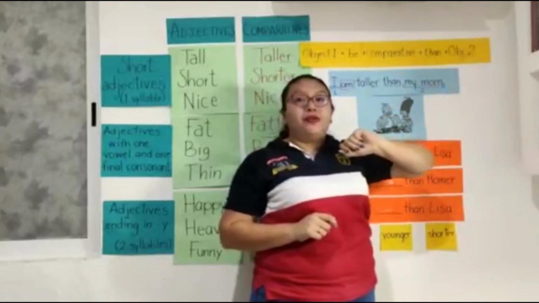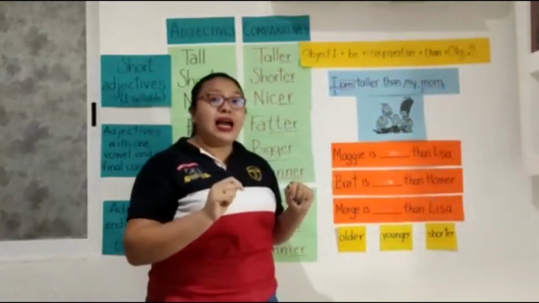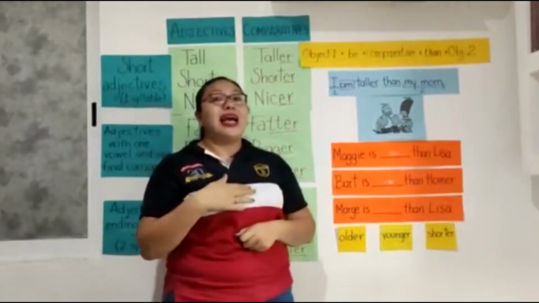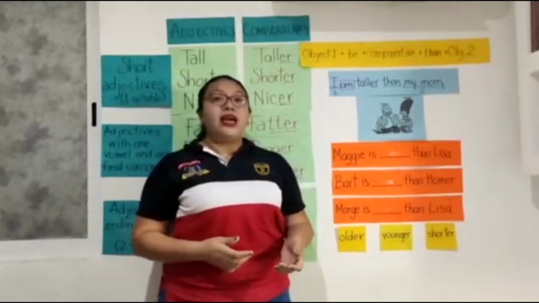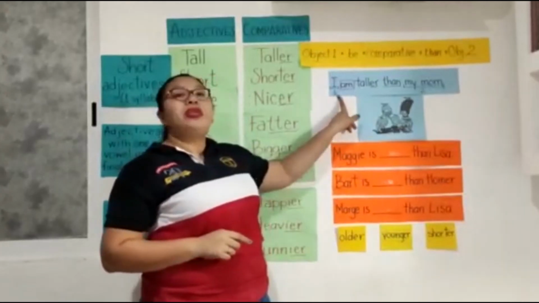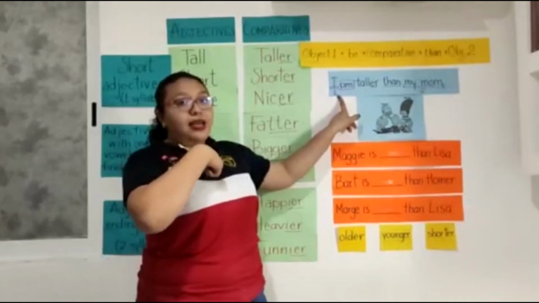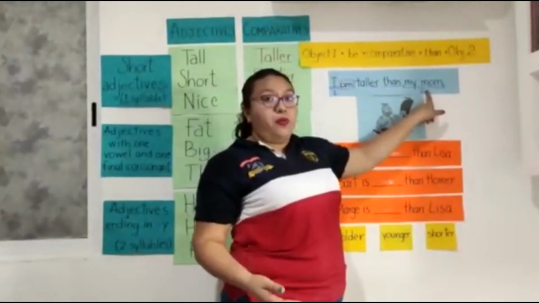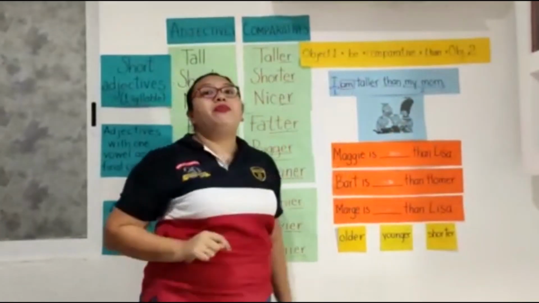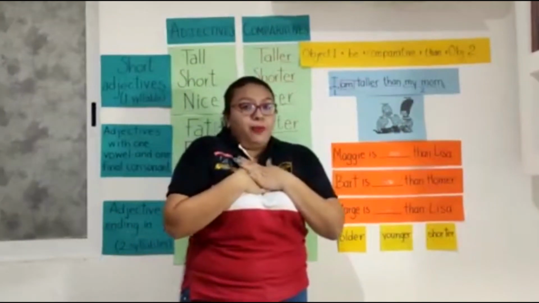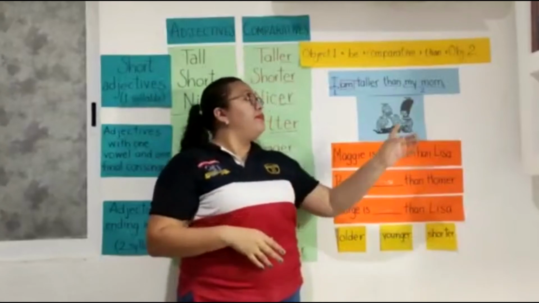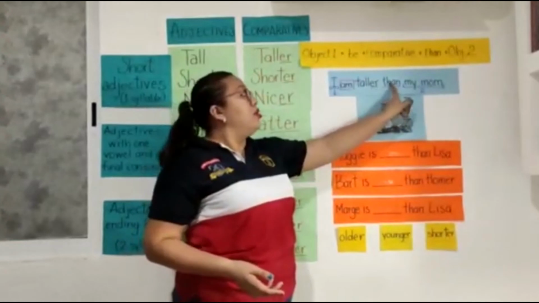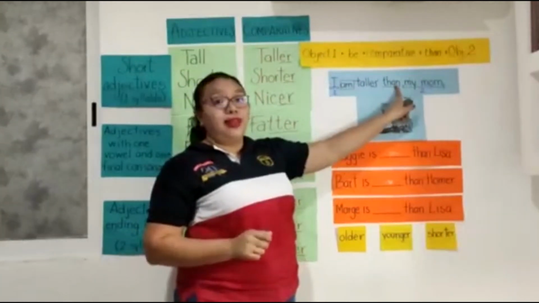Okay? Now, in this case, I have this example. I am taller than my mom. So here you can see object one, I in this case, and object two is my mom. The verb to be is according to me. So I am taller. This is the comparative. Taller. And the word than, okay?